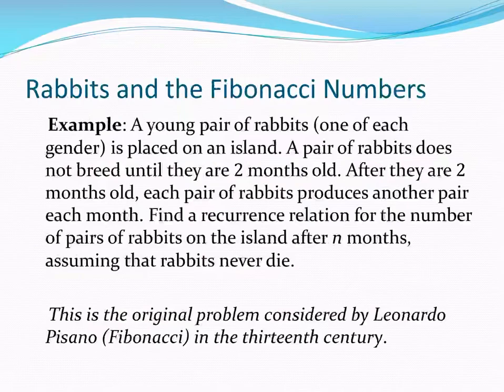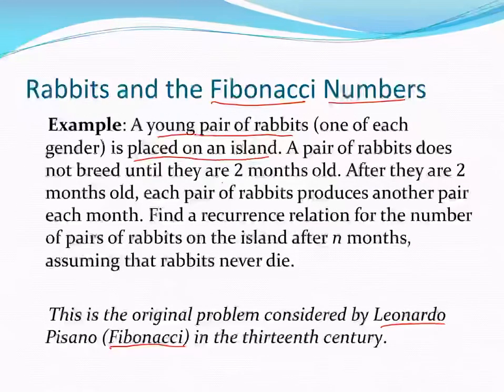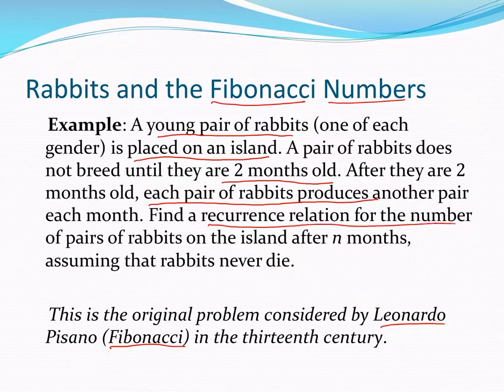Okay, so here is the origin of the Fibonacci numbers. Leonardo Fibonacci was thinking about this very problem many centuries ago. He's thinking about pairs of breeding rabbits placed on an island, one of each gender. They don't breed until they're 2 months old, and then after they're 2 months old, each pair produces another pair each month. And we're going to assume that they are a male and female so that they themselves can breed when they're of breeding age. So we want to find a recurrence relation for the number of pairs of rabbits on the island after n months, and we'll make the assumption that they never die.